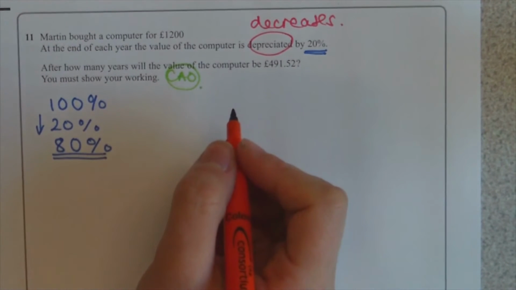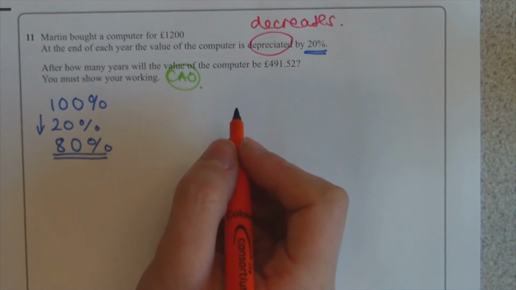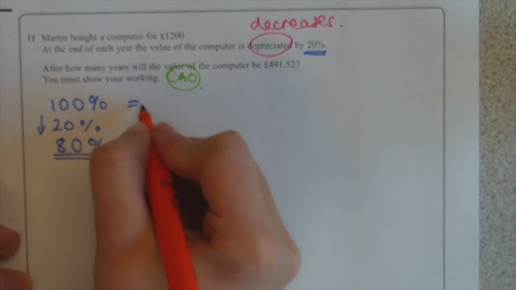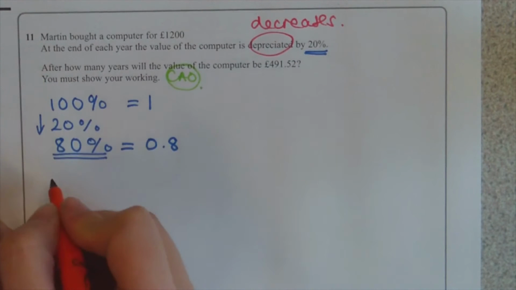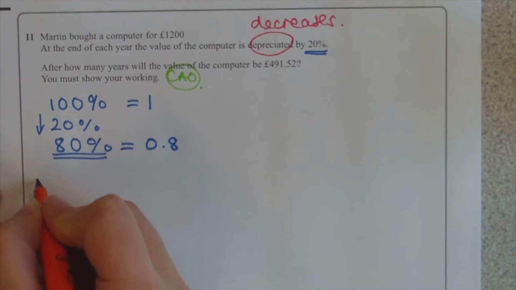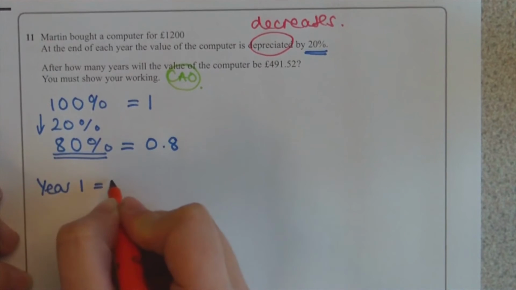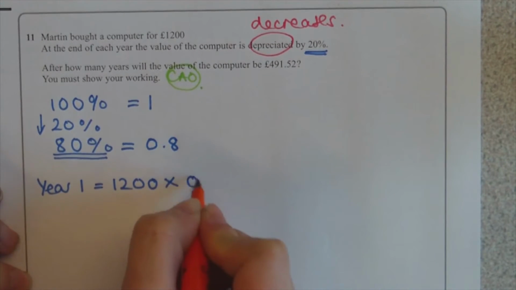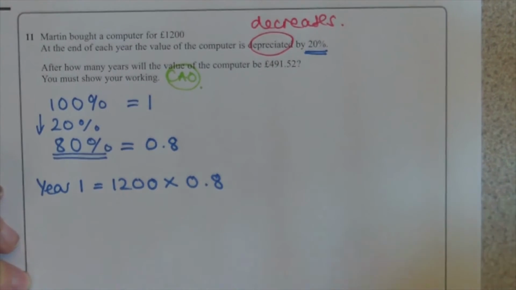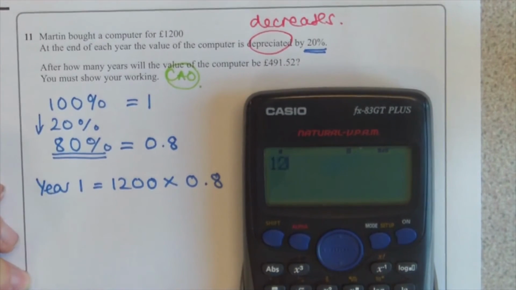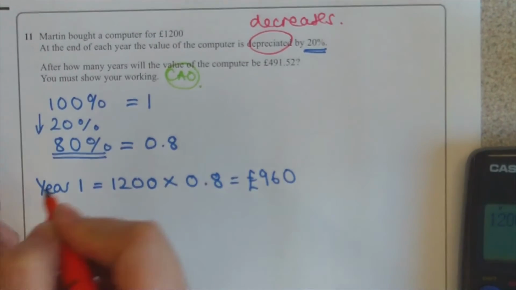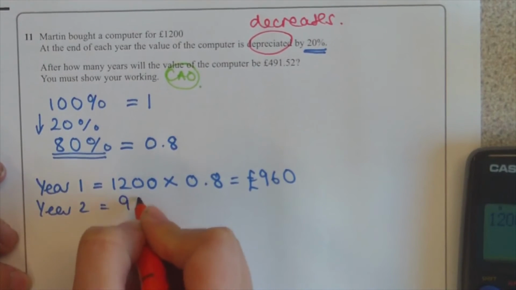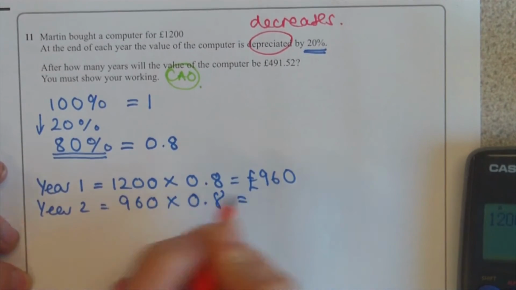Okay, in terms of calculating percentages, the first thing you want to do is think about converting them to decimals. So 100% is equal to 1, okay, 80% is going to be equal to 0.8. So, the way I would work this out is, at the end of the first year, we've got 1,200 multiplied by 0.8, okay? So at the end of the year, it's going to be worth 80% of what it originally was. So, type it in on the calculator, okay, at the end of 1 year, it's going to be worth £960.